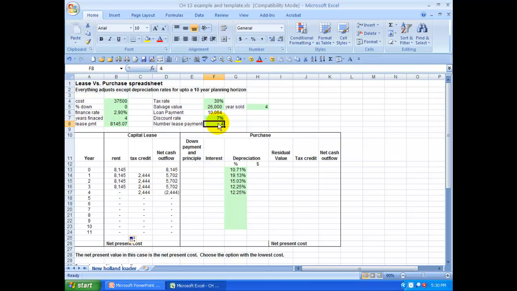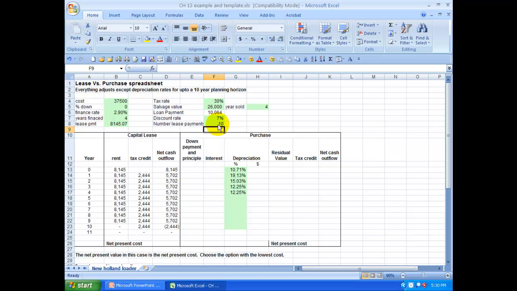And so if I put in 10 years, it's going to put 10 lease payments in there. And if I put in 4 or 2, it's just going to put in however many I tell it to. And my tax credit and the net cash flows are adjusting to it, so that's all I needed to do to build in that functionality.